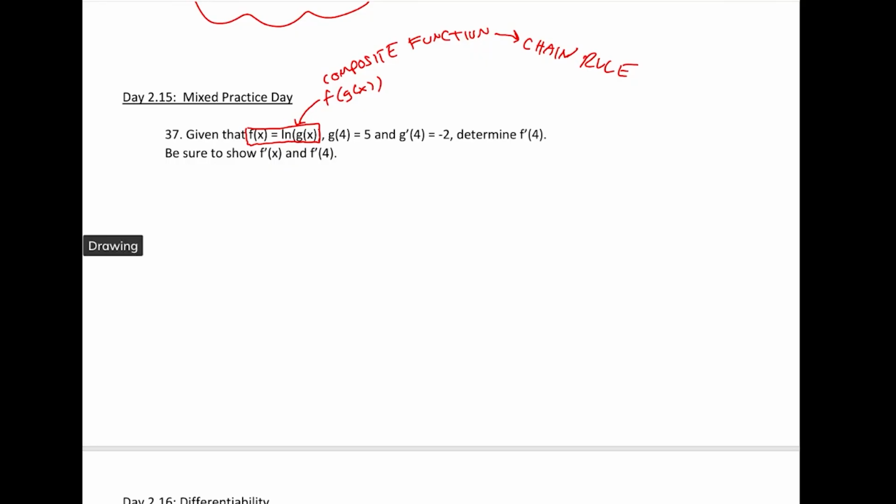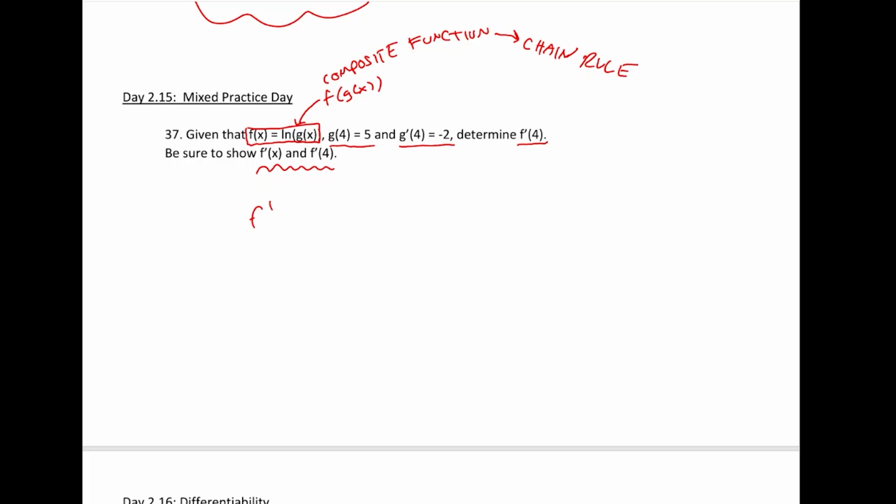Okay, what else is going on here? They give us a value for g and a value for g prime, and they want us to determine the derivative of f at 4, so the instantaneous rate of change of function f when x is 4. They specifically call out that we want to see the derivative of f in terms of x and then evaluate it at 4. So when you read those instructions, make sure you write the general form f prime of x and not just jump straight to the final value.